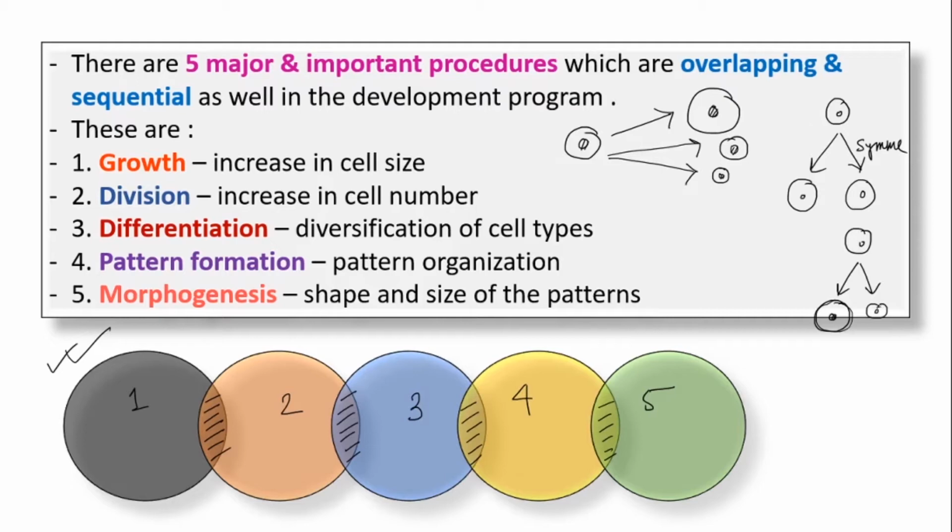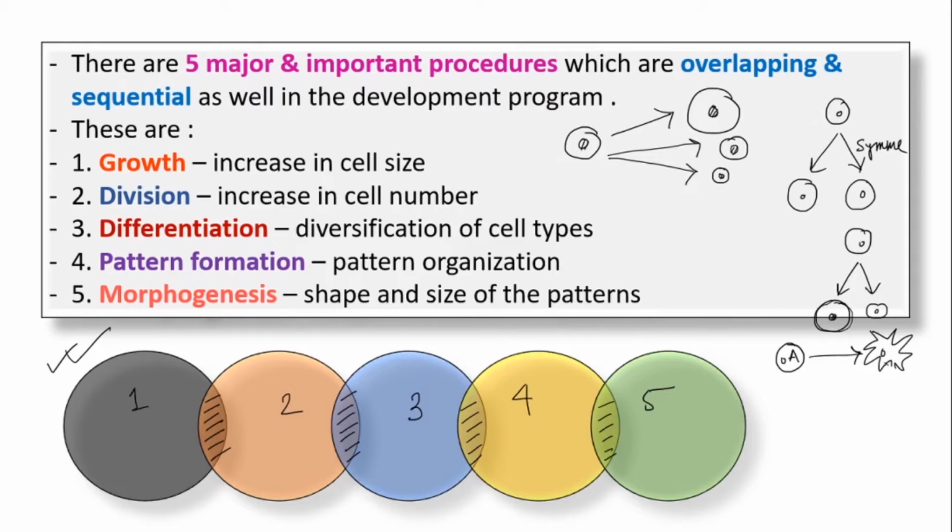Differentiation means diversification of cell types. If we assume this is a cell and it further forms this kind of structural cell type, and its function also differs from the original cell, this is known as differentiation. That means to gain the fate.